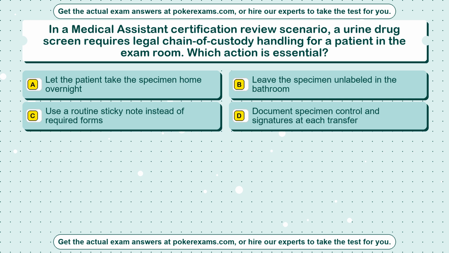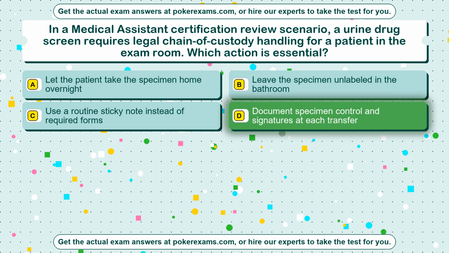Which action is essential? Option A, let the patient take the specimen home overnight. Option B, leave the specimen unlabeled in the bathroom. Option C, use a routine sticky note instead of required forms. Option D, document specimen control and signatures at each transfer. The correct answer is option D, document specimen control and signatures at each transfer.